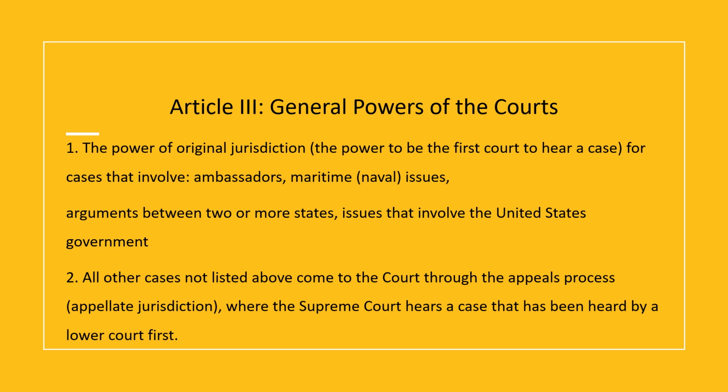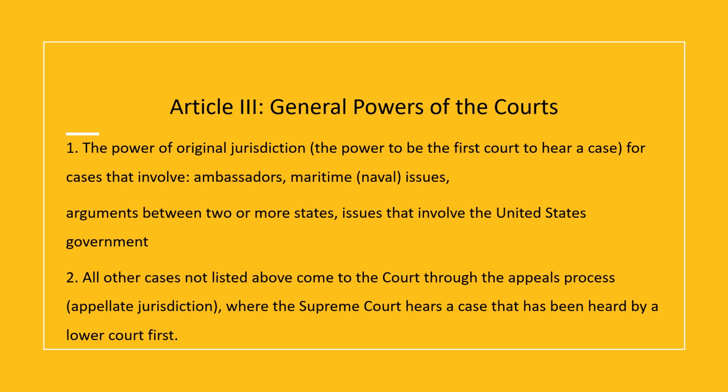So if we think about it, if there are two or more states that are having a conflict, who can resolve that conflict? Because there may be some concerns about favoritism towards one side or the other if a district court were to try to resolve that issue. So the U.S. Supreme Court is the court of original jurisdiction when there is an argument between two or more states, such as an argument over water rights.